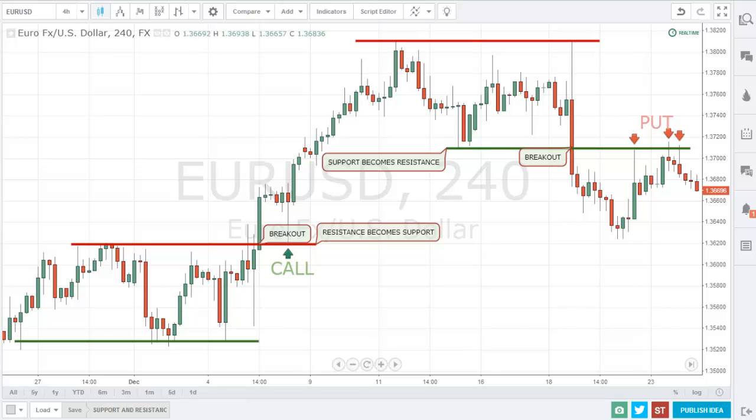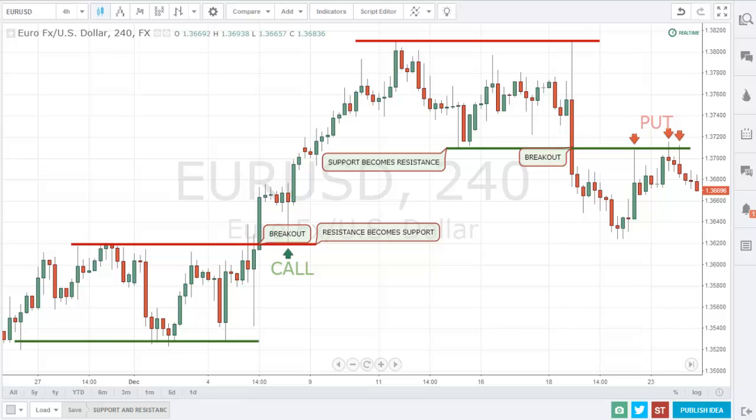The more often the price tests a given level, the more reliable it is. But sometimes the price does not reverse but breaks through the level, followed by a slight pullback. Then the movement continues in the direction of the breakout.